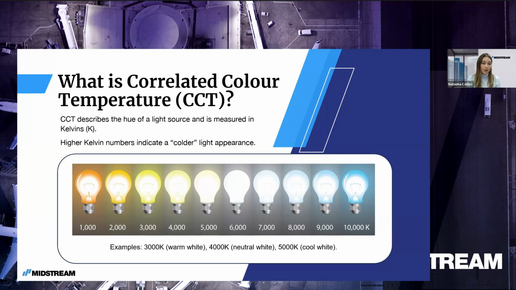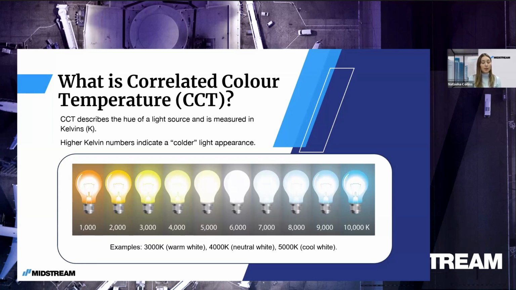As you can see in the diagram, the lower Kelvin values, such as 2000 Kelvin and 3000 Kelvin, produce a warm yellowish light. You can compare it to a traditional incandescent bulb, which you might find at home, or candle light.